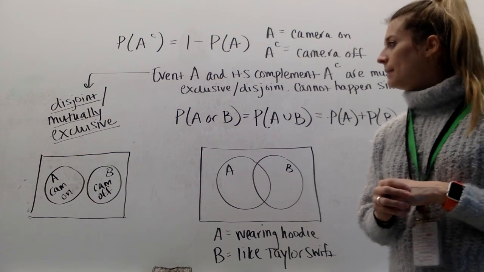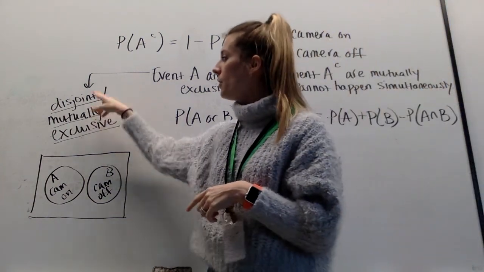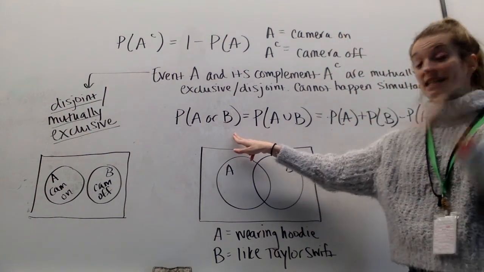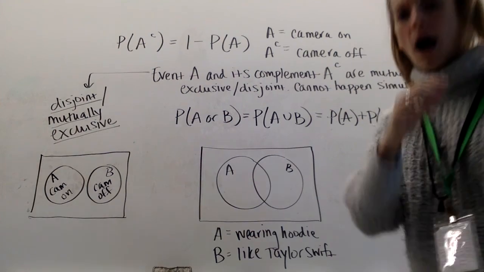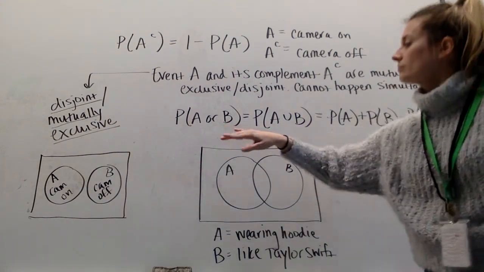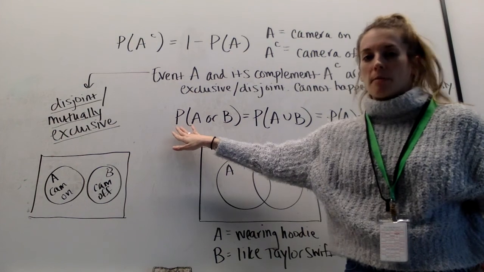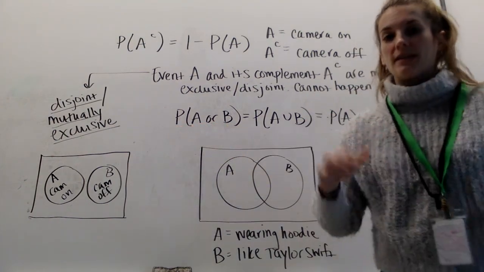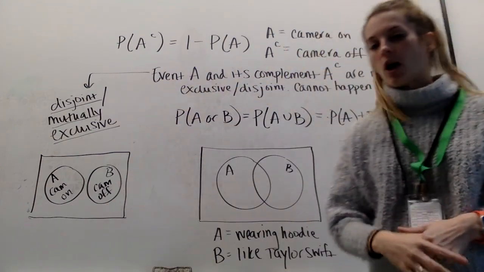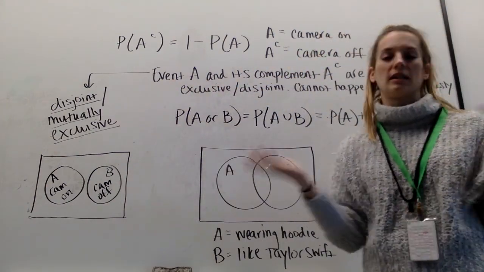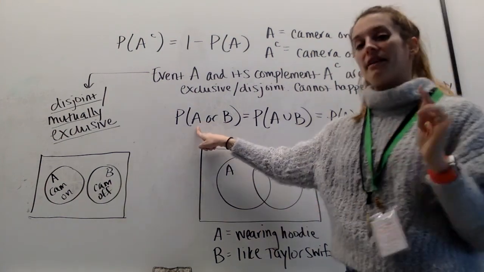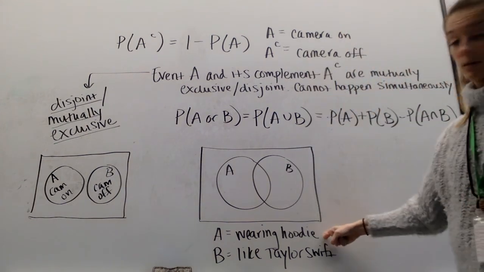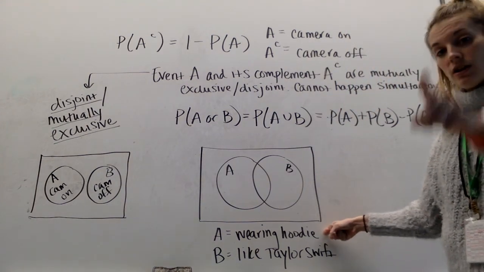All right, so we talked about complement, we talked about these two vocab words, disjoint and mutually exclusive, and then we took a look at the addition rule for unions. All right, so if we want to find the probability of event A or event B occurring, let's talk about this in the context of not camera on or camera off, but something completely different and a little bit random. So let's say that I let event A be the probability that I could randomly select a student from the Zoom that's wearing a hoodie. All right, so A, student's wearing a hoodie.